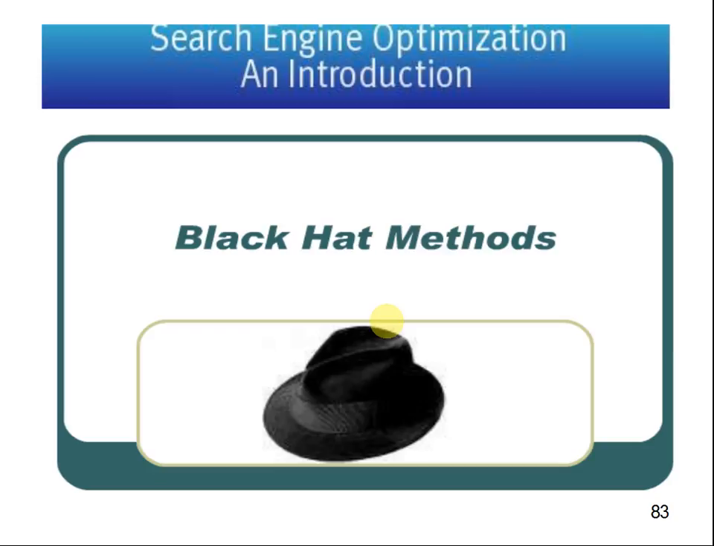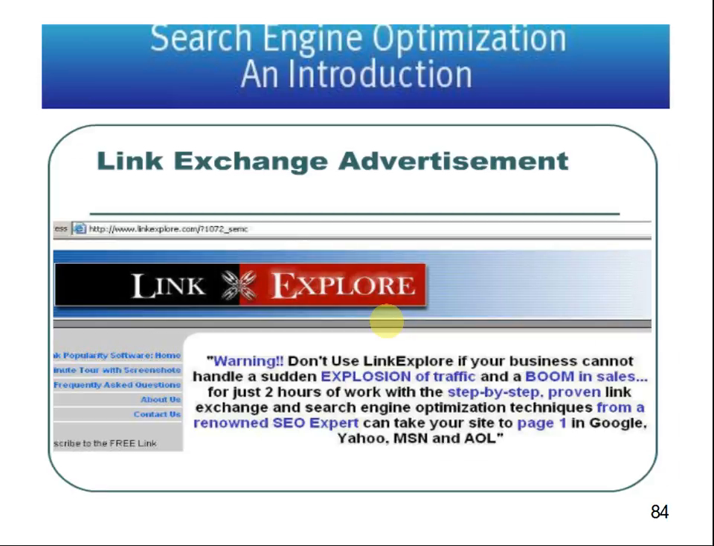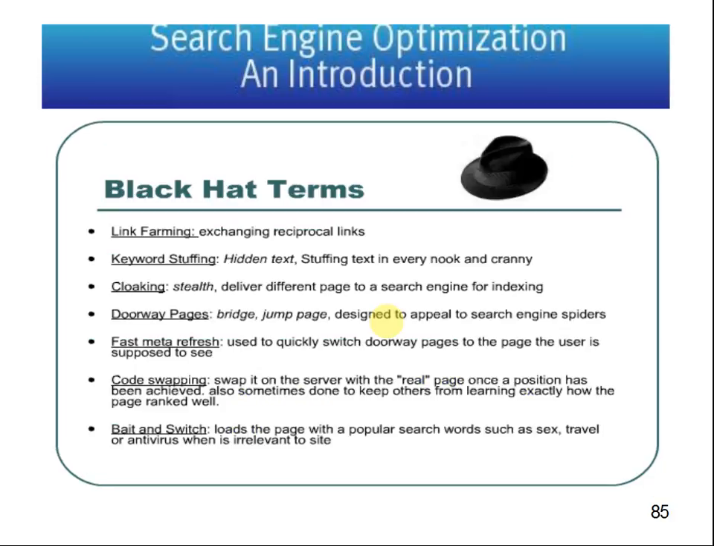So don't get involved in link exploring. Don't suddenly expose your site to links, or exchange reciprocal links. There is keyword stuffing, hidden text, stuffing text in every nook and cranny that is not visible to users. Cloaking is there. Cloaking means delivering a different page to a search engine for indexing, while users see a different page. That is also a cheating technique.